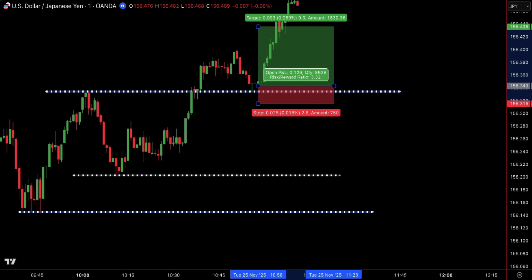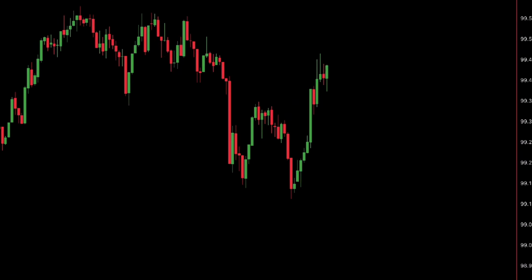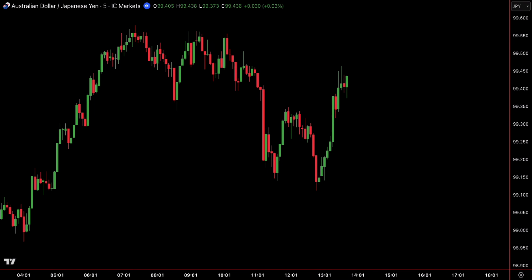This trade offers us a clean 3-to-1 reward to risk. Now let's move to another trade example. This is the Australian dollar Japanese yen 5-minute chart. As you can see, the market is trending upward.